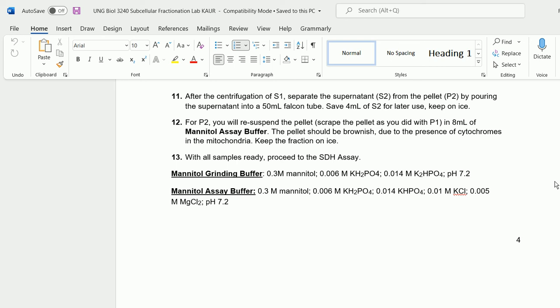And after your spin is done, what are you going to do? Now you will again see you have a pellet at the bottom. This pellet is P2. In this pellet, we expect a lot of mitochondria, and it should have a little brownish appearance because the mitochondria have special proteins called cytochromes. Because of that, they should have some dark color. And then you will have a supernatant. That supernatant we call S2. Again, save 4 ml of this supernatant. And actually, we are not going to do anything beyond this.